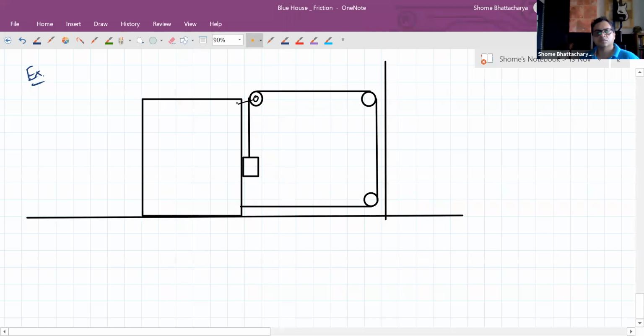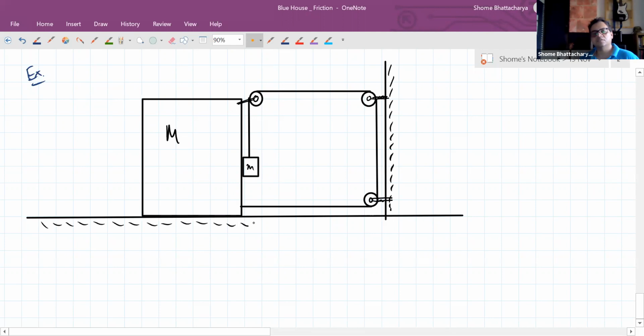So we have all these pulleys attached. These two pulleys are attached to a wall, so they are fixed pulleys. This is fixed to this wedge, capital M. And the thread is massless and all.